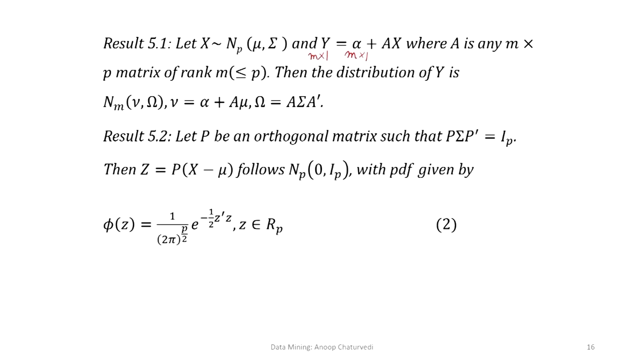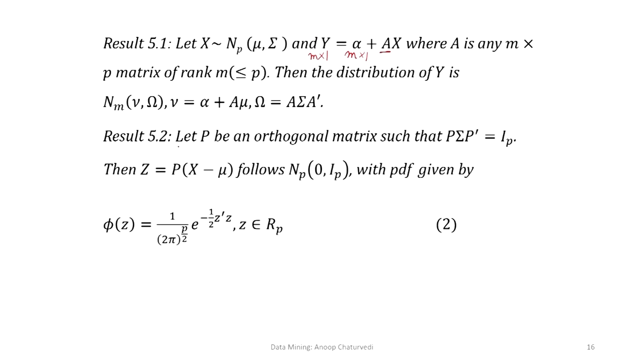Well, I am not going to give you the details of the proof of this result, but basically what we have done, we have a linear transformation of the form alpha plus A X, where the matrix A is defined like this. It is of order m cross p and it has rank m, which is less than or equal to p. You can easily obtain the expectation of Y. What is the expectation of Y? It is equal to alpha, which is constant, plus A times the expectation of X, which is mu. So, you get alpha plus A mu. Similarly, you can obtain the variance covariance matrix of Y also.